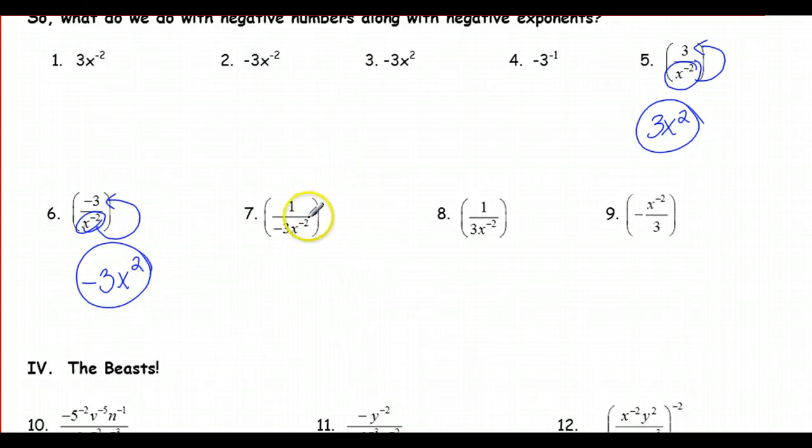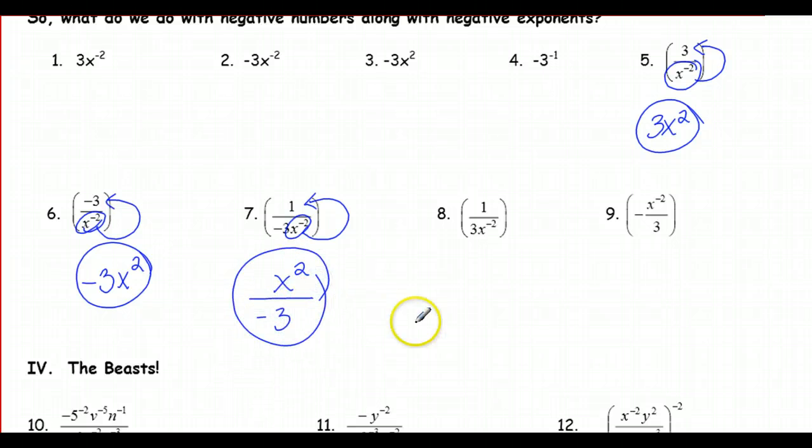All right, here, again, I only want to look at what the negative exponent is attached to. It is only attached to the x. So again, to make that exponent positive, I'm only going to move that to the numerator. So now we have an x to the positive second over the negative 3 that again didn't change.